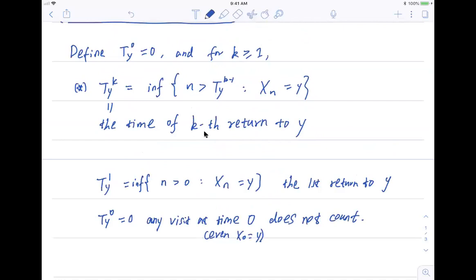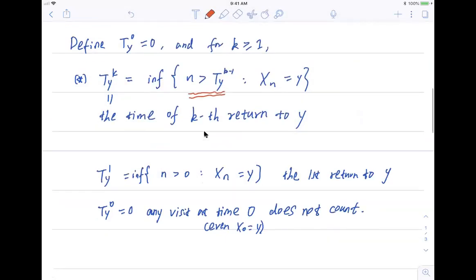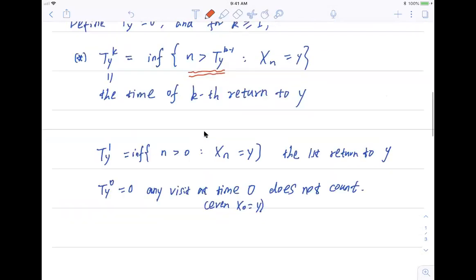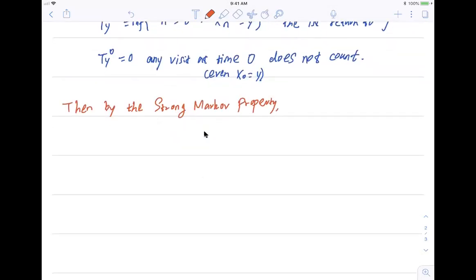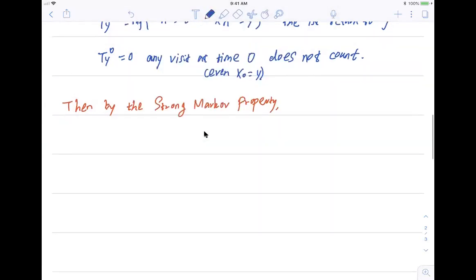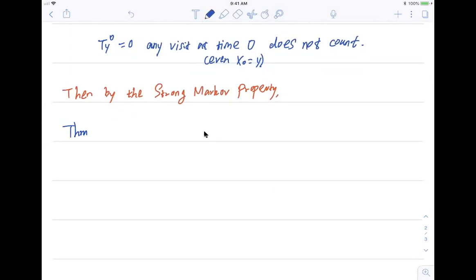Okay, so then by the strong Markov property, we can show we have the following property. We have the following theorem. So the following theorem says this, right? If we're starting from x, and we want to compute, right, the case return to y in finite time.